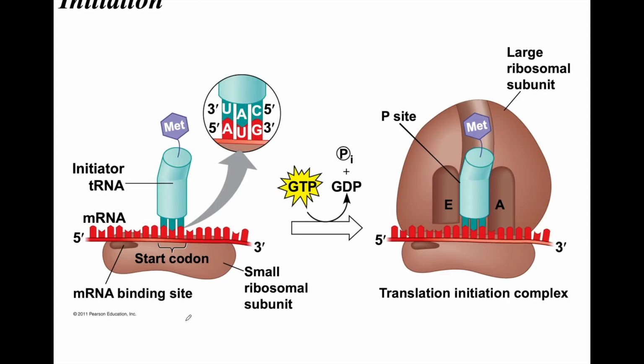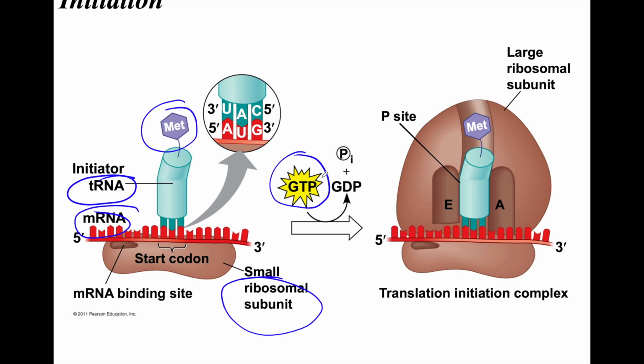Okay, now let me go through the 3 stages of translation a little more slowly. So the first stage is called initiation. Essentially what happens during initiation is you put all of the pieces together. The components that you directly need to be able to do translation are the mRNA, the tRNA, the amino acids, the ribosome, and GTP, which is a source of energy. So those are the components that you directly need to be able to do translation.